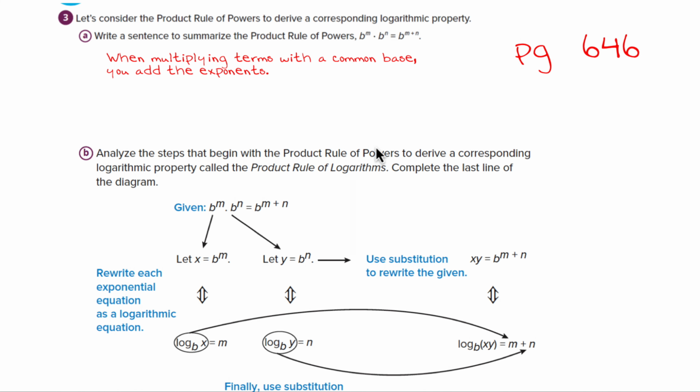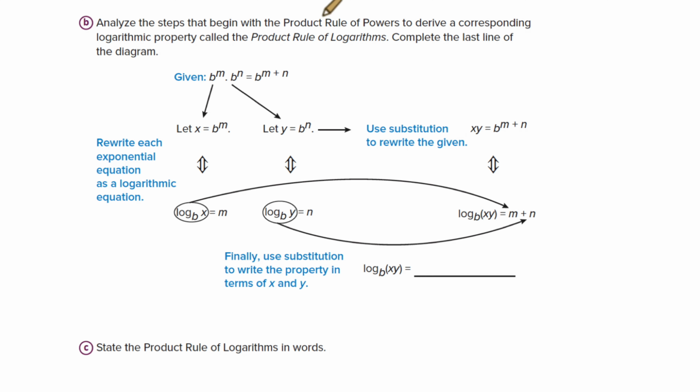Here's how I would word it. When multiplying terms with a common base, they're both the same base, and you're multiplying them, then you add the exponents. So now what we're going to do in B is derive a corresponding logarithmic property.